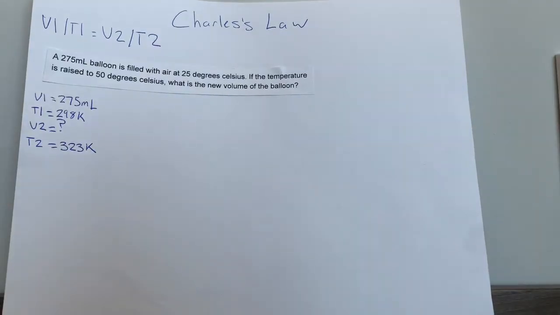So now that we have all the numbers in place, we need to plug them into V1, T1, V2, and T2. For V1, we have 275 milliliters, T1, we have 298 Kelvin, V2, we're not sure yet, and T2, we have 323 Kelvin. You might be wondering, how did I get to that number of Kelvin? I took the 25 degrees Celsius and added 273, and that's how I got to my 298 Kelvin. And I did the same process for the 50 degrees Celsius to get 323 Kelvin.